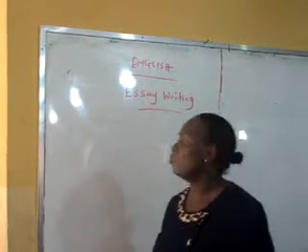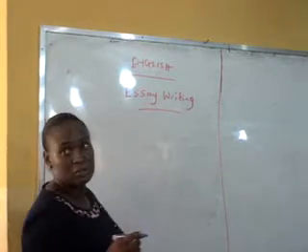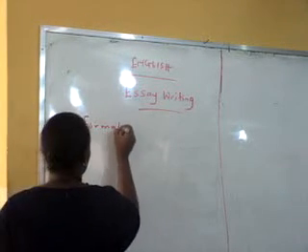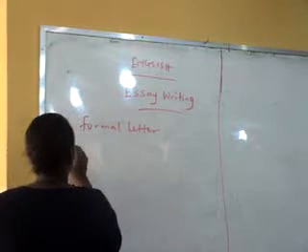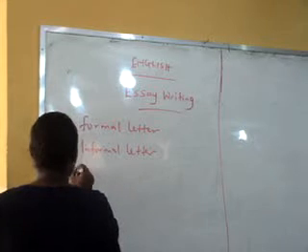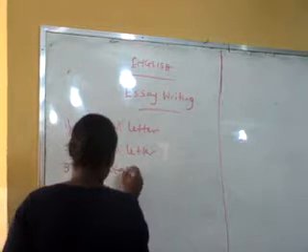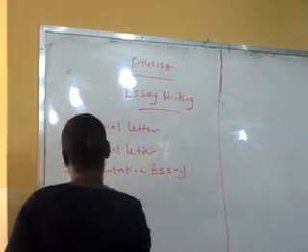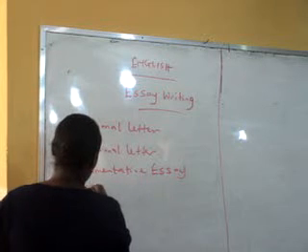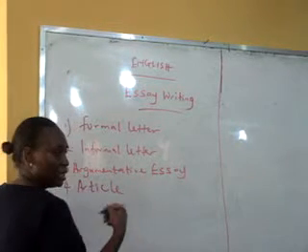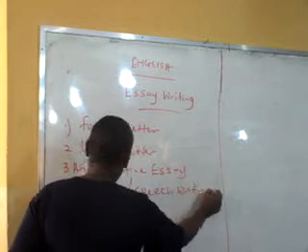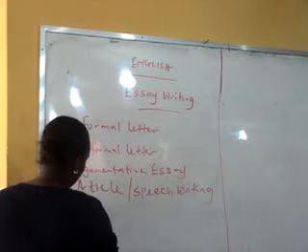And in WAEC, you are given 5 questions. You have 5 aspects. You have the formal letter. You have the informal letter. You have an argumentative essay. Then there is also the article. Sometimes you might have speech writing instead of article. Then the 5th one, we have the narrative essay.